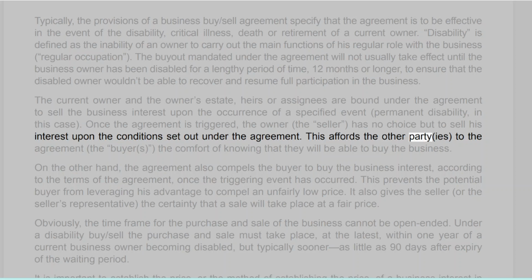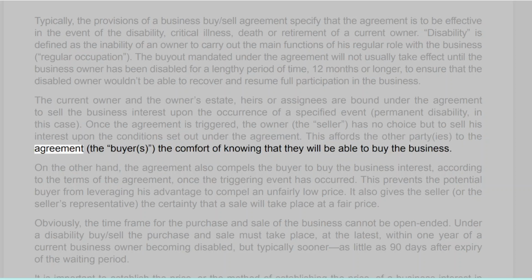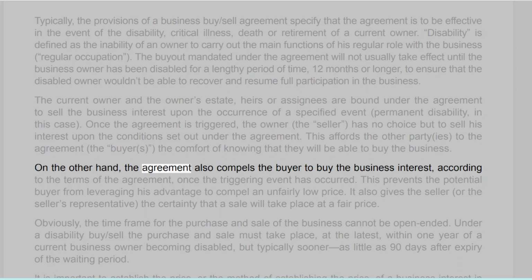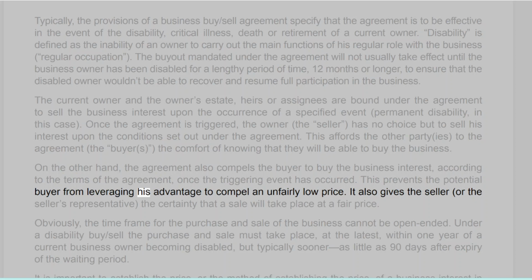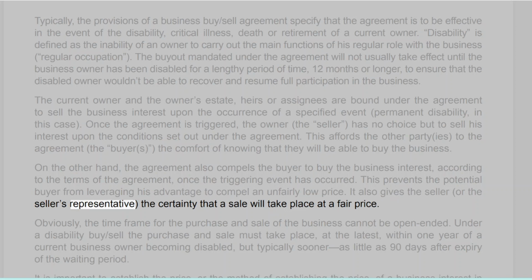This affords the other party, i.e., to the agreement, the buyers, the comfort of knowing that they will be able to buy the business. On the other hand, the agreement also compels the buyer to buy the business interest, according to the terms of the agreement, once the triggering event has occurred. This prevents the potential buyer from leveraging his advantage to compel an unfairly low price. It also gives the seller, or the seller's representative, the certainty that a sale will take place at a fair price.